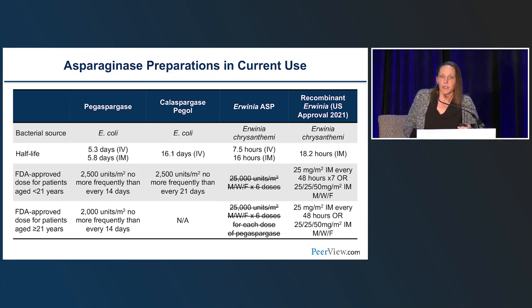There are 2 FDA-approved doses currently, 25 milligrams per meter square every 48 hours, or 25 milligrams on Mondays and Wednesdays, with a higher dose, 50 milligrams per meter square on Fridays. And Dr. Mace will describe the rationale for those different doses. This is approved for pediatric and adult patients, so there aren't any age restrictions on the use of recombinant Erwinia asparaginase.